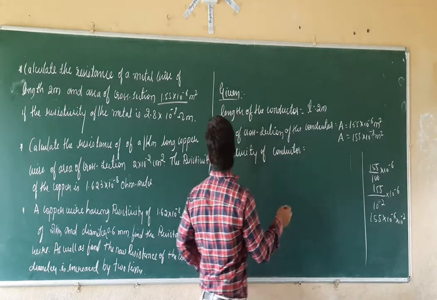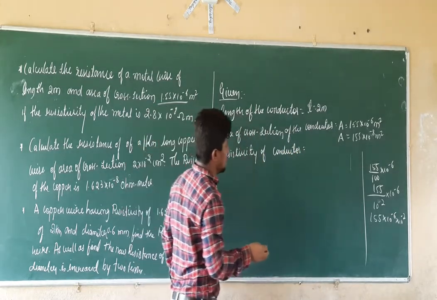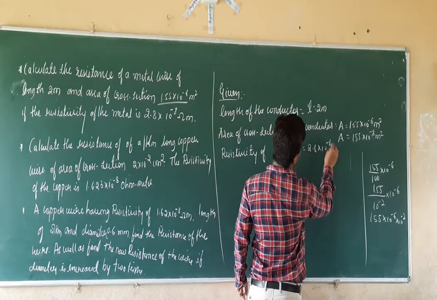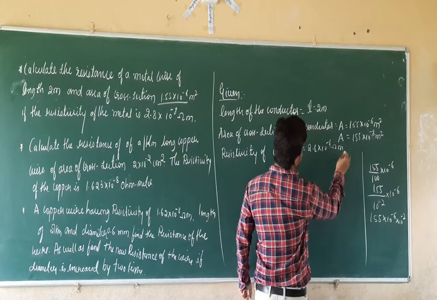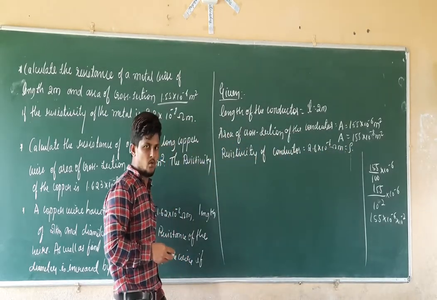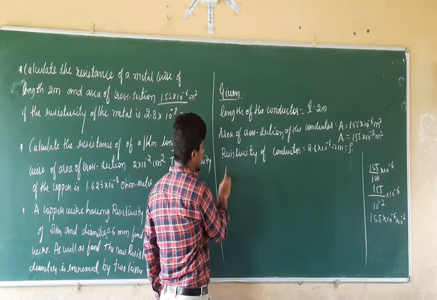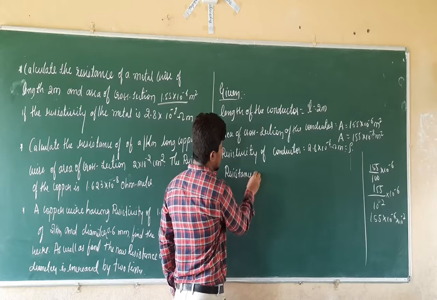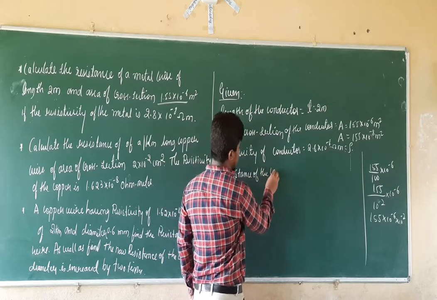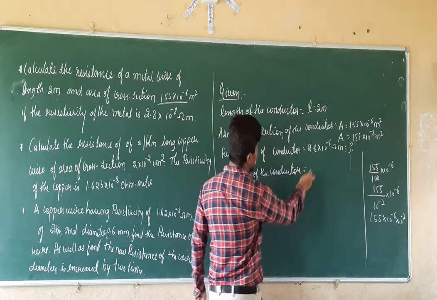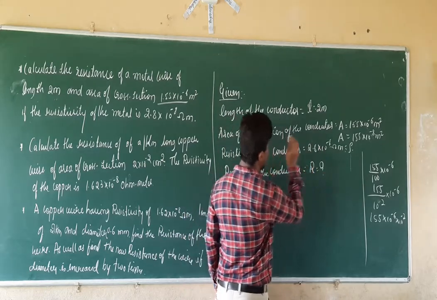How much is it given? They are given as 2.8 into 10 raised to minus 8 ohm meters. So that is nothing but rho. Rho is given as 2.8 into 10 raised to minus 8 ohm meters. What do you have to calculate? We have to calculate the resistance of the conductor. So the resistance of the conductor, R, is equal to question mark.